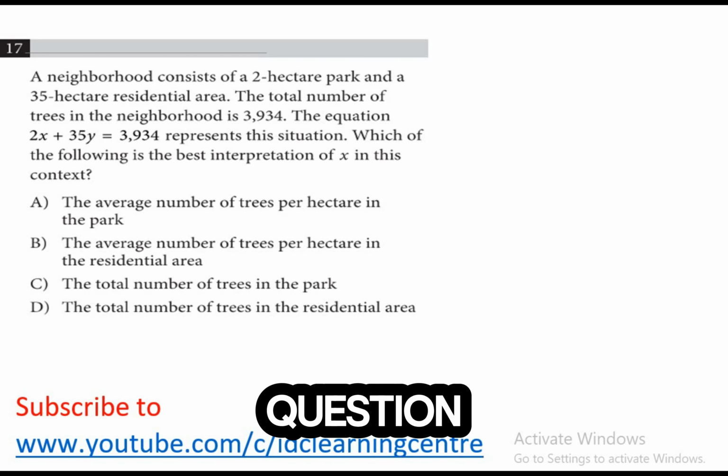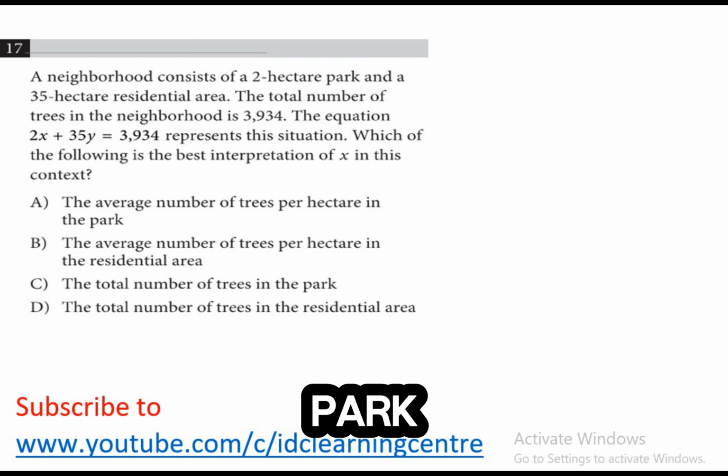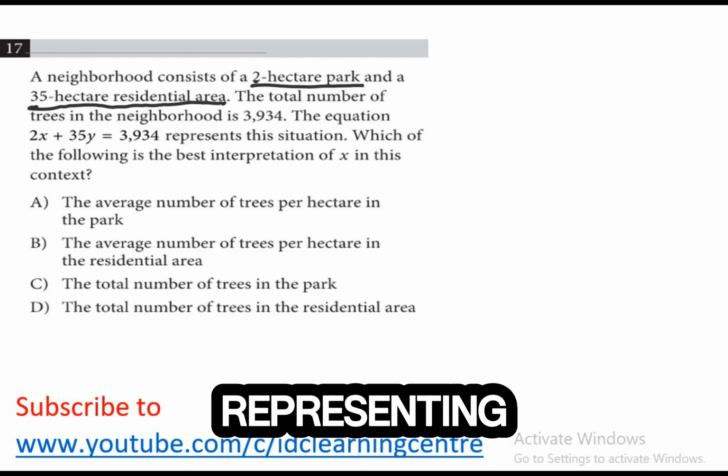Okay, so this is the next question. We have a 2-hectare park, and there are a number of trees here that we don't know. Then we have 35 residential areas. The one that has 2 is representing hectares.